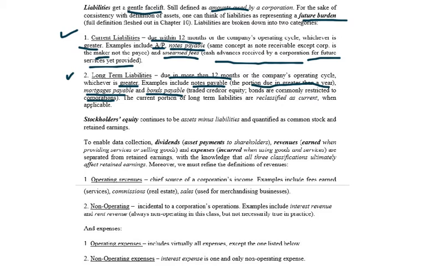Now, the thing to keep in mind here is why you can see notes payable in two places. The current portion of long-term liabilities is going to be reclassified as current when applicable. So in other words, you could literally see this on somebody's books. You could see notes payable in the current liability section, and once again, in the long-term liability section, same account. Same thing could be true for mortgages.